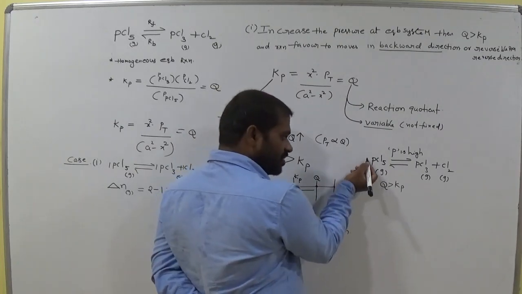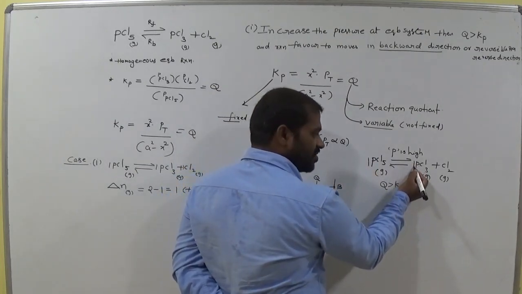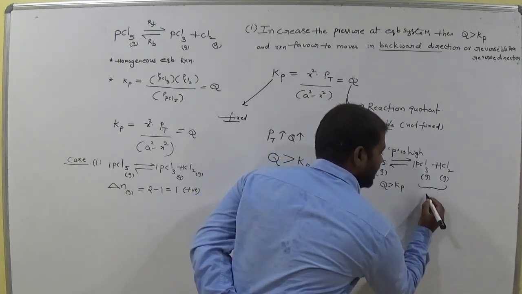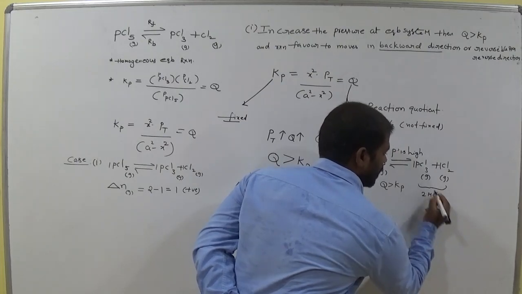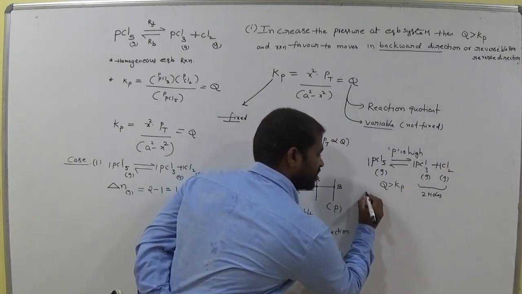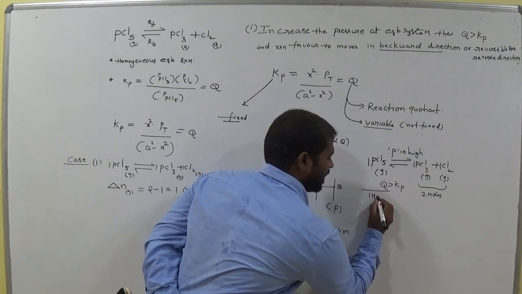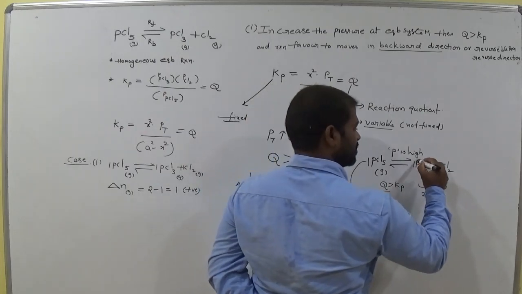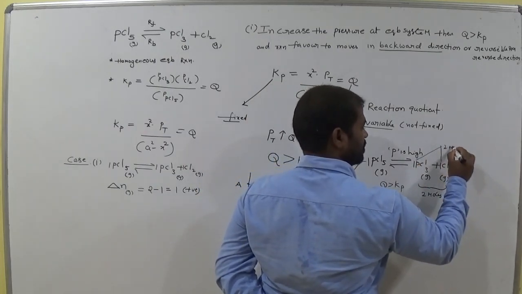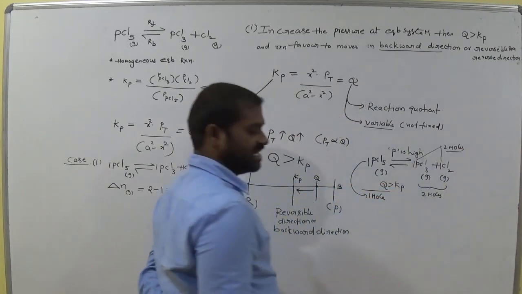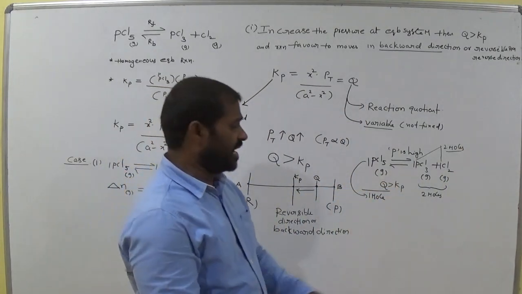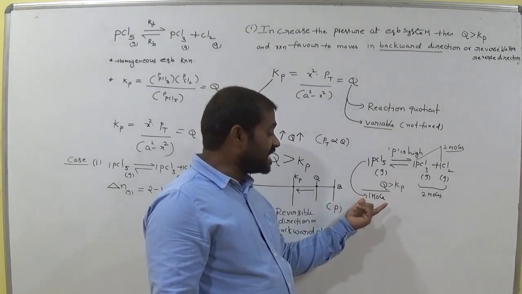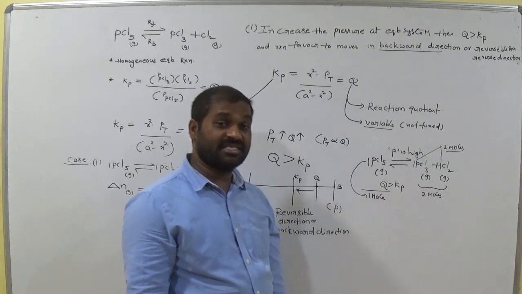That means how many moles are present here? One mole, and here 1 plus 1. Now total moles at this side is 2 moles. At this side it is 1 mole only. These two are 2 moles. Is it clear? So when pressure is high, the reaction tends to move toward the lesser number of moles. Am I right? Is it clear?